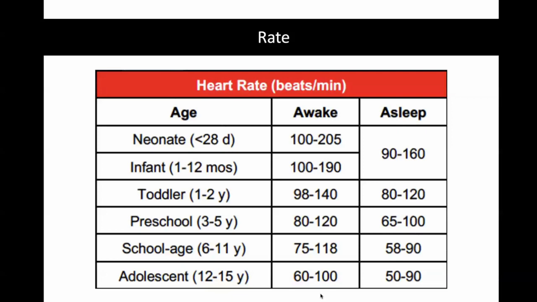From 3 months to 1 year, a range of 100 to 190 is acceptable, and after 2 years of age, a range of 80 to 120 is within normal limits. The range approaches the adult norms of 60 to 100 beats per minute at around 12 to 16 years of age.